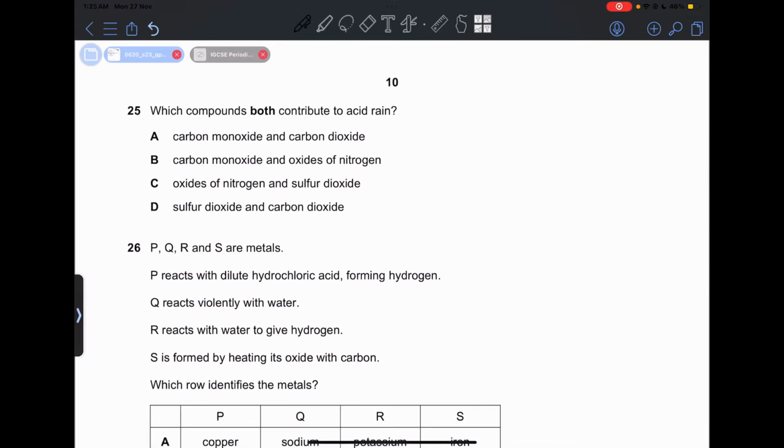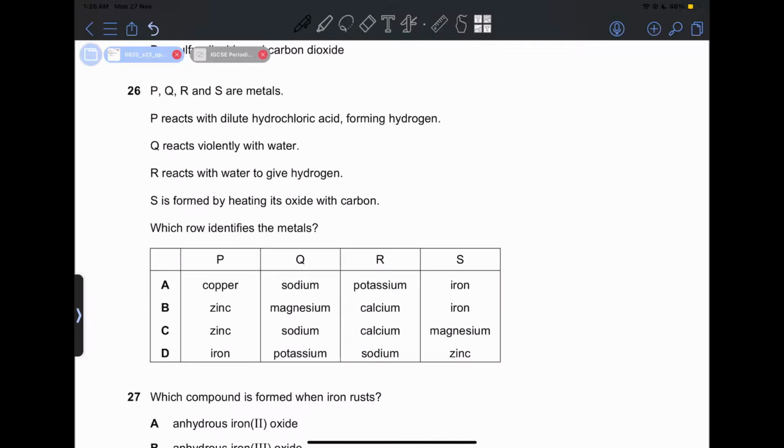25. Which compounds both contribute to acid rain? So we know that the main thing that contributes to acid rain is actually sulfur dioxide and oxides of nitrogen. So our answer is going to be C.